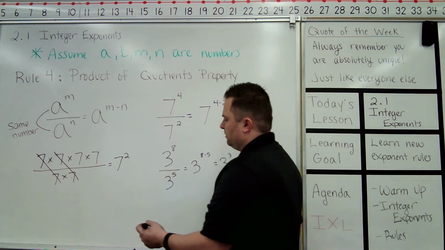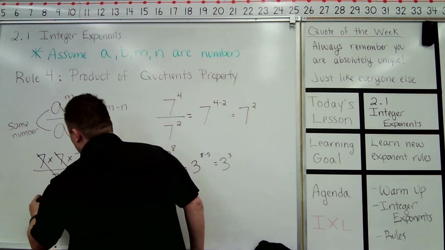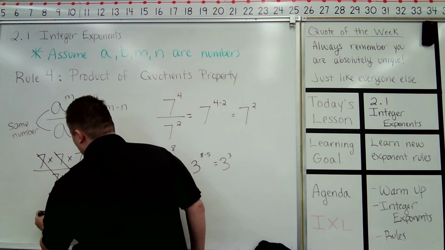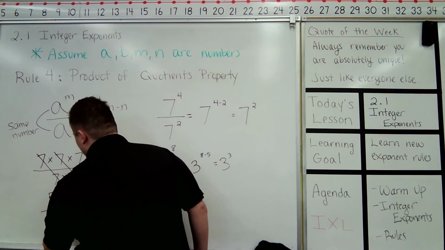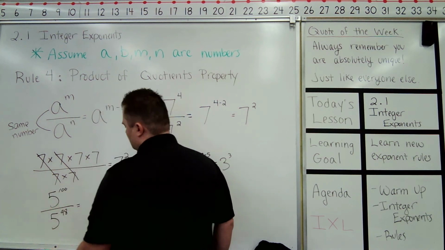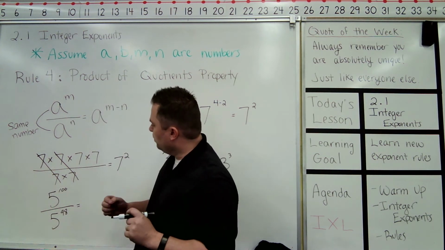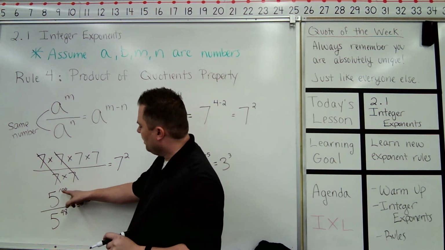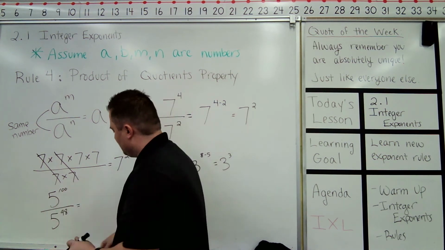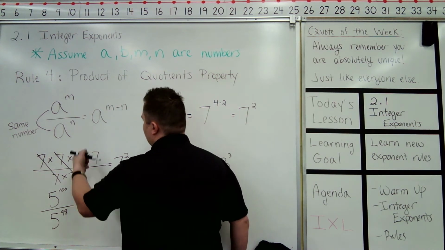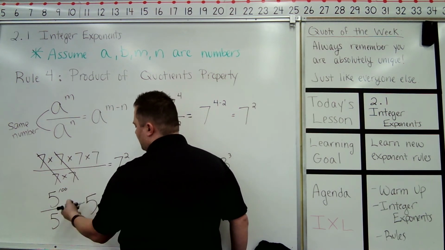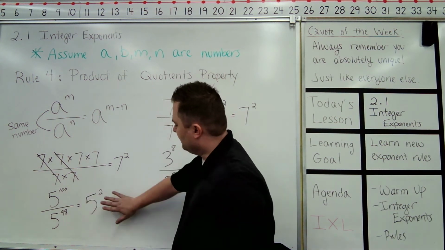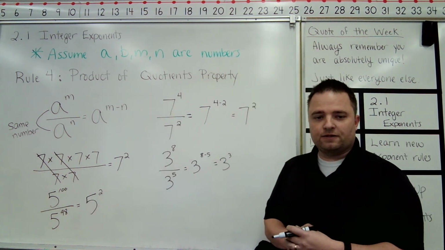Let's do another example. What if we had 5 to the 100? Oh my gosh, that's super scary. Over 5 to the 98. According to this rule, 5 and 5, the bases are the same. I can rewrite this as 5, the same base, to the m minus n. 100 minus 98 is 2. This is something that I like because it's 5 squared.